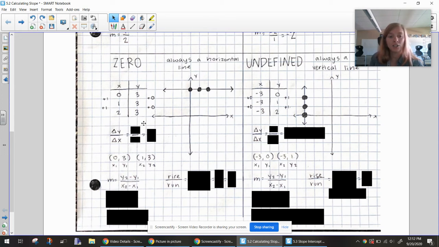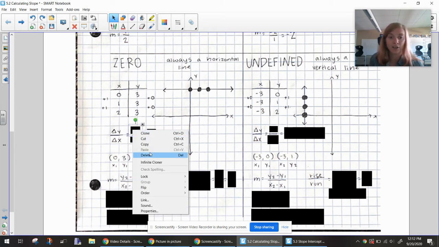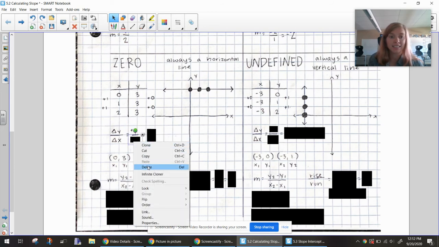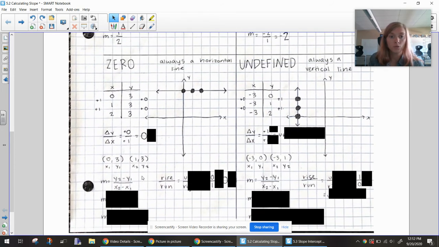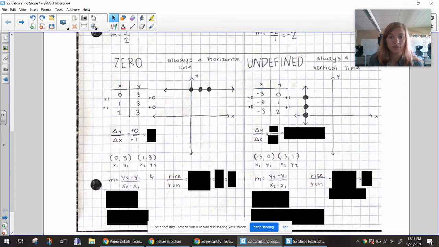That means when I calculate slope using my formula for a table, my change in y is 0, my change in x is 1. 0 divided by anything is always 0. So this shows us that my slope here is 0. And any horizontal line you ever see, the slope will be 0.